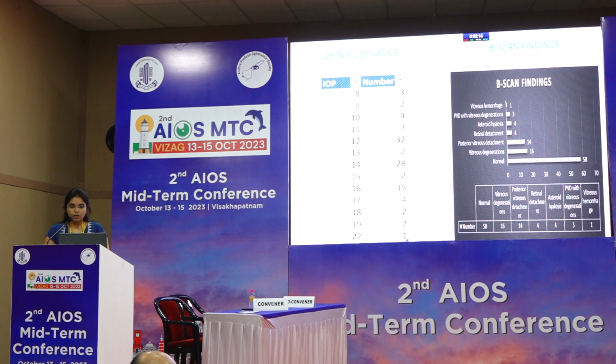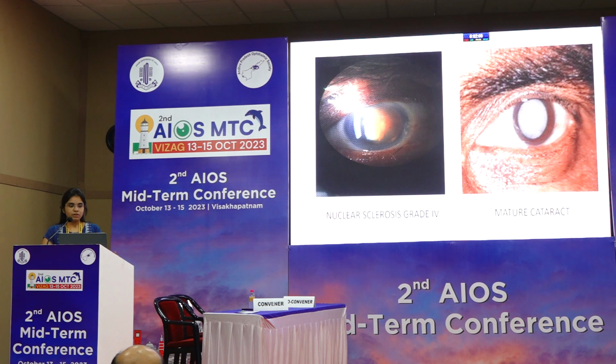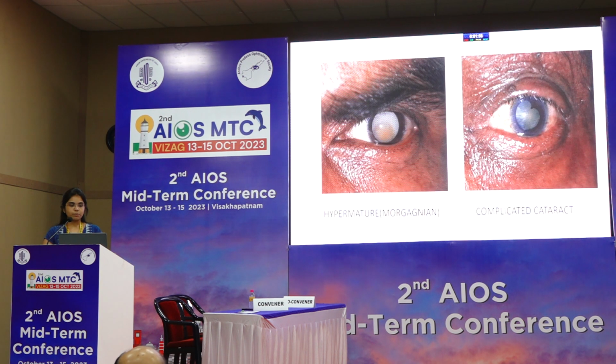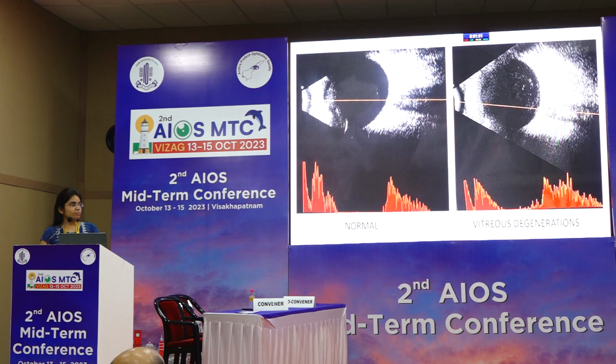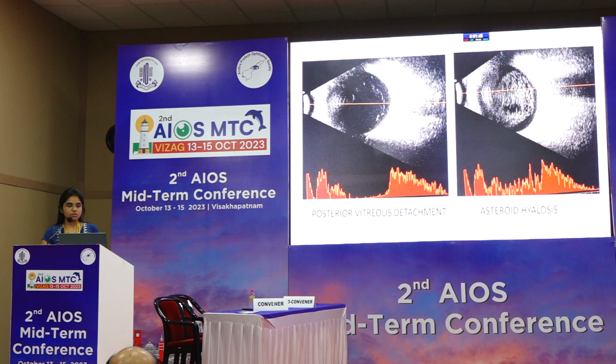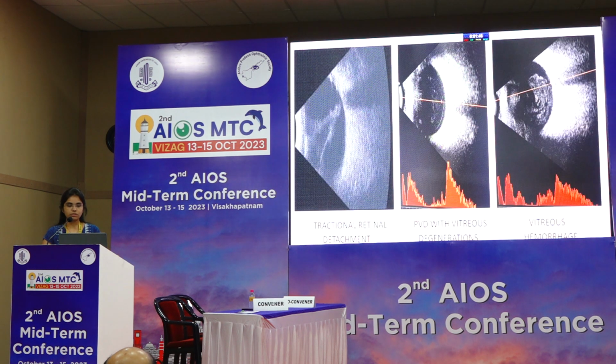B-scan findings: 58 patients had normal B-scan, followed by 16 patients with vitreous degenerations and 14 with PVD, 4 with retinal detachment and asteroid hyalosis, 3 with PVD with vitreous degenerations, and 1 with vitreous hemorrhage. And this is a picture showing nuclear sclerosis grade 4, mature cataract, hypermature Morgagnian, complicated cataracts. And these are the pictures of B-scan showing normal and then vitreous degenerations, PVD, asteroid hyalosis, tractional retinal detachment, PVD with vitreous degenerations, and vitreous hemorrhage.